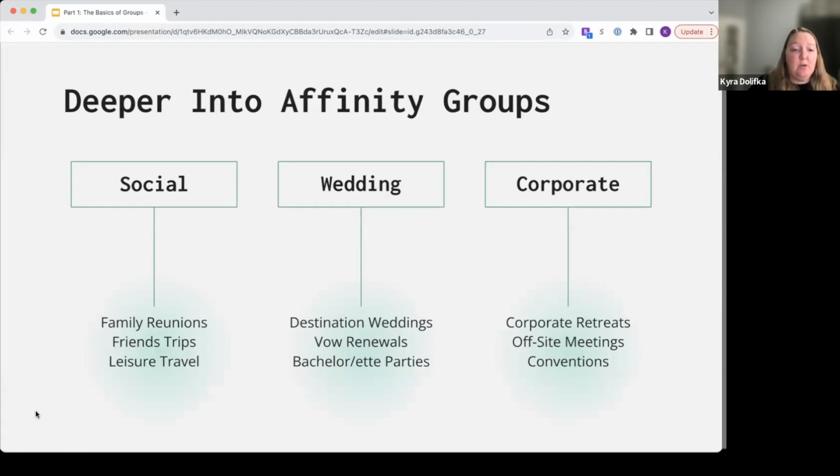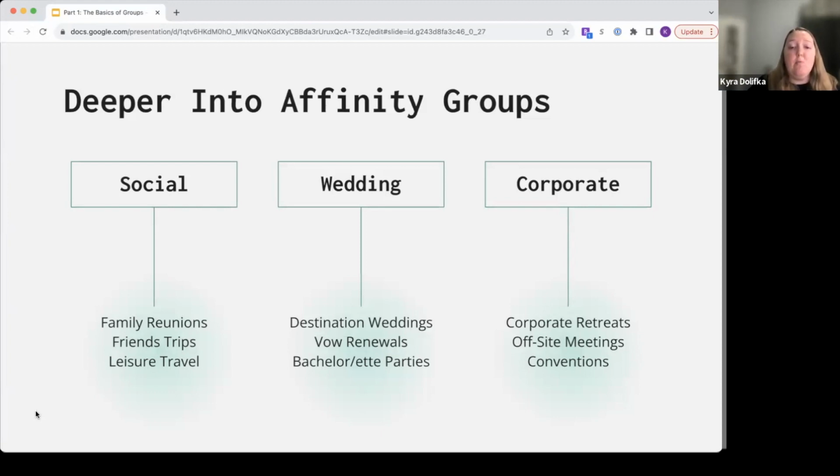First off, we have the social groups. These are your family reunions, your friends trips, it's leisure travel. These are people who are traveling together to really just hang out and be together, okay? They may spend some time together. They also may spend time apart in the group, right? They may not be traveling to be together the entire time.